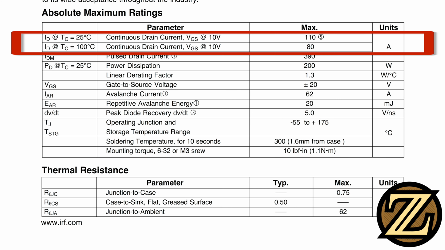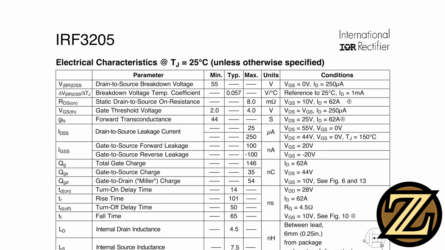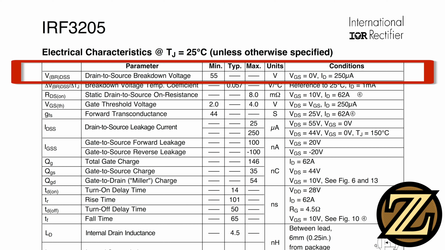We see in the maximum rating section that the MOSFET can allow for a continuous drain current of 110 amps if it is kept at 25 Celsius. We also see that the device can tolerate up to 20 volts between the gate and the source. Page 2 shows that the device can tolerate up to 55 volts minimum before it starts to break down. All these parameters are overkill for what we need.